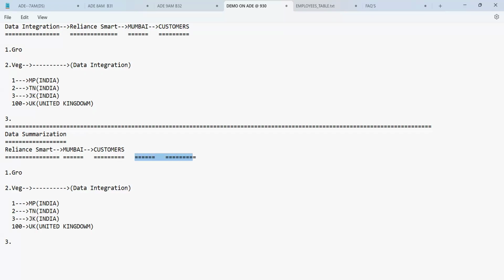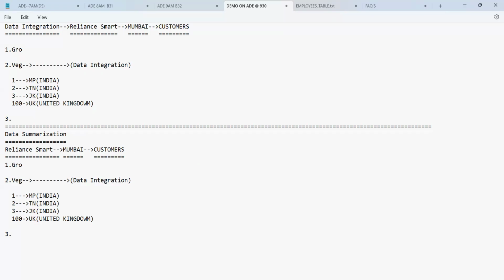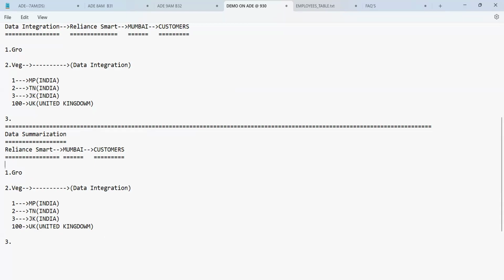The same example. You can see various products are available for sale under one head, that is called the Reliance Smart. Am I right? Now, the next one. Today you have decided, as a consumer of these particular products, you are the consumer.